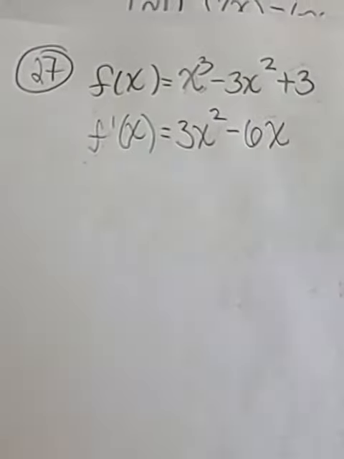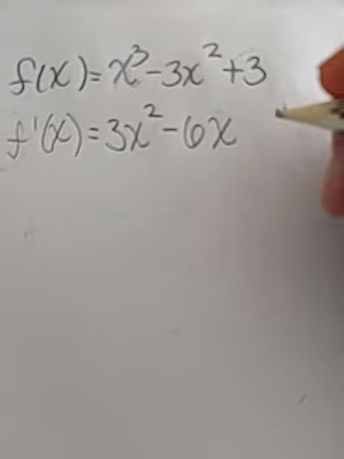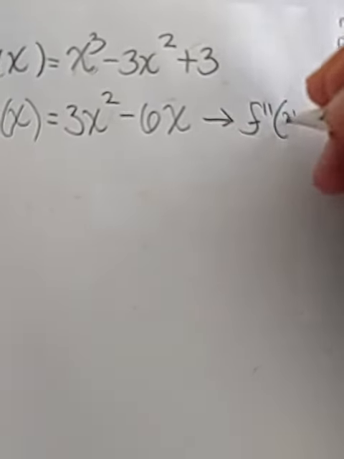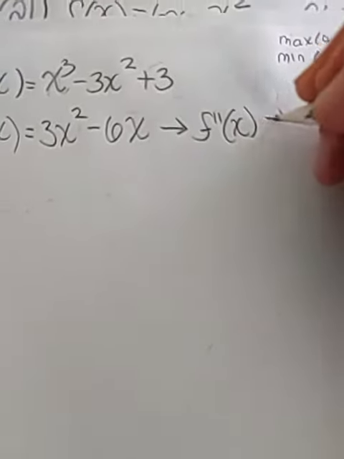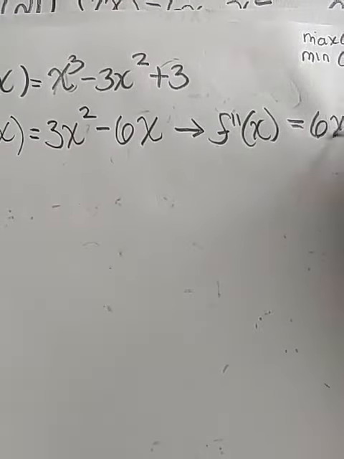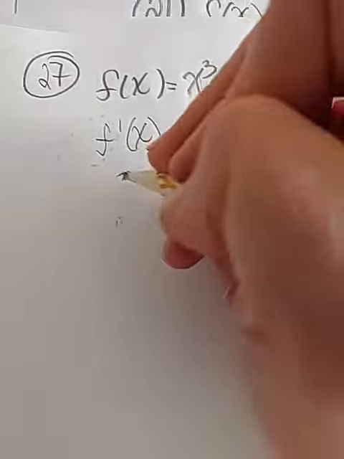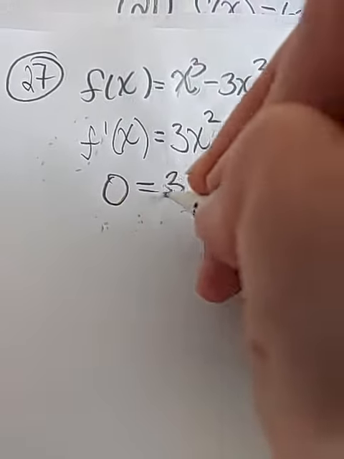6x. Okay, and on to the side, I'm going to find the second derivative because I want to see if I can actually even use the second derivative. So second derivative is 6x minus 6. Cool, I can use it. All right. So I'm going to set the first derivative equal to 0.